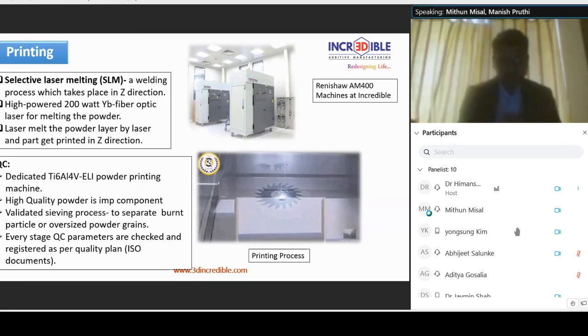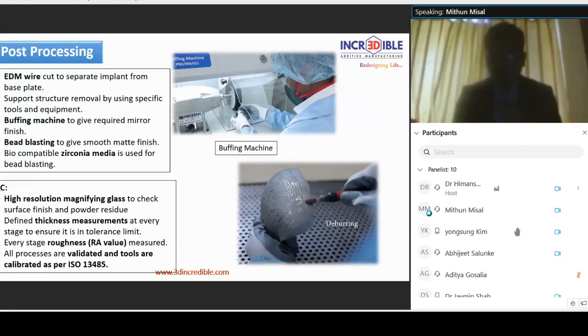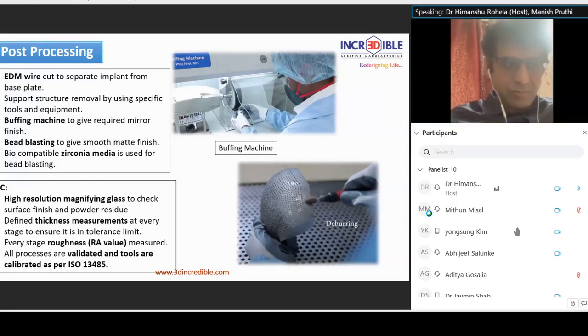So, Dr. Manish or any other panelists, do you want to ask something regarding this? Dr. Vivek. Interesting presentation. Just wanted to know how much is the turnaround time once we order the implants. Mithun, how much is the lead time? Mithun, I think Dr. Vivek asked you a question regarding how much time it takes for you to give the implant. I missed it, I'm sorry.